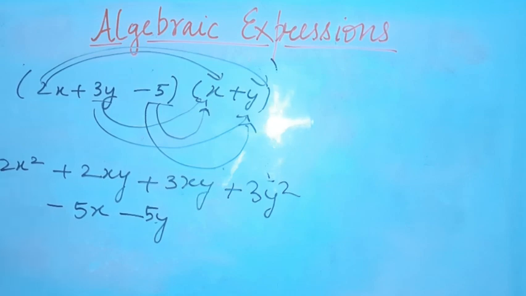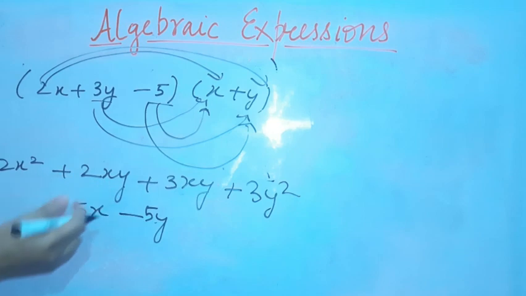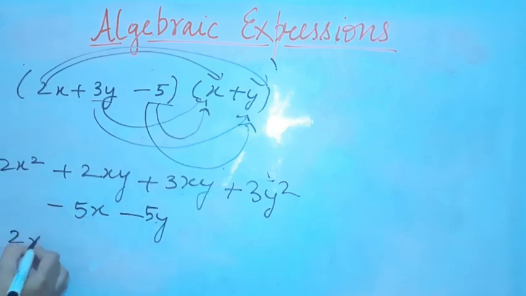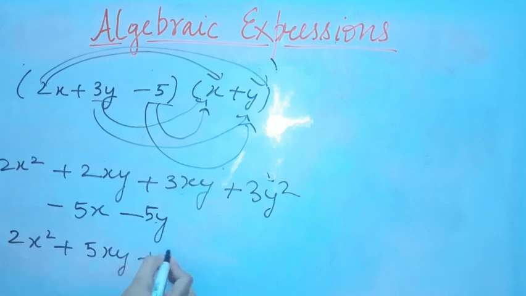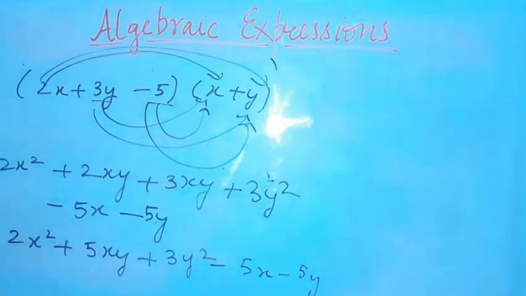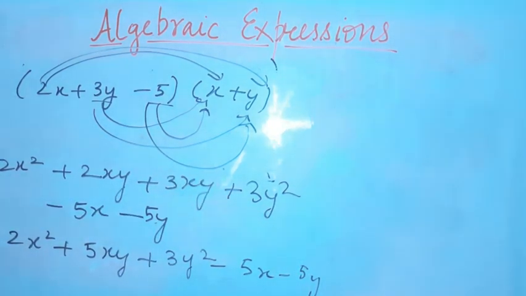Now what you have to do? Collect all the like terms together and add. So 2 plus 3 is 5. So it will be 2x square plus 5xy plus 3y square minus 5x minus 5y. Okay students, this is the final answer. I hope you must have understood.